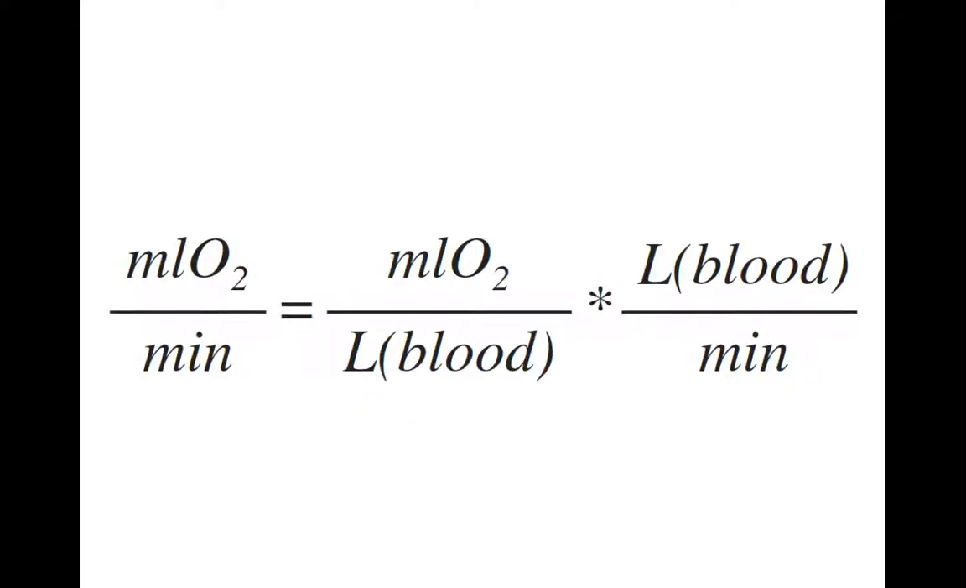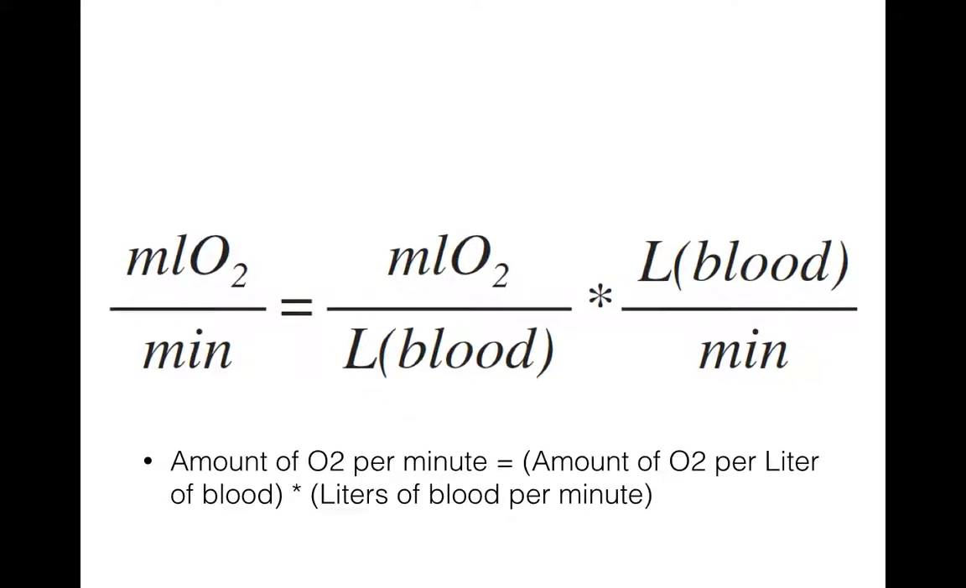Here it is written out. So as you can see, what this says is the amount of oxygen per minute equals the amount of oxygen per liter of blood times the number of liters of blood per minute. And this should make sense. Let's do an example just to clear it up a little more.